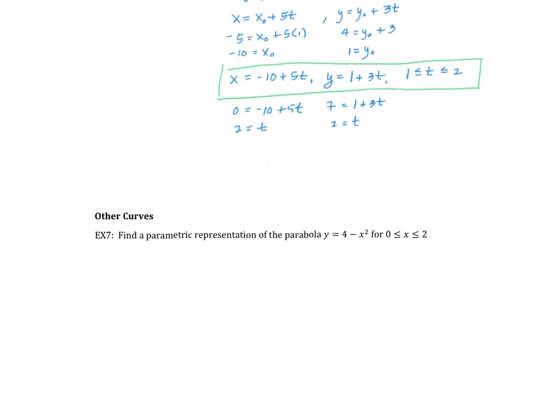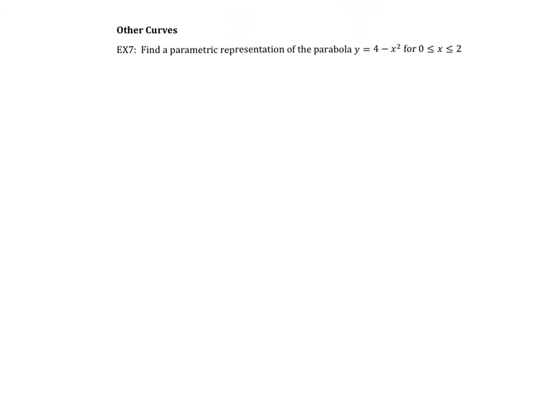We looked at circles, we looked at lines, but there's other curves as well. Now, when you're dealing with other curves and you have to find a parametric representation, it just depends on the type of curve. What you're going to look at is, remember, you have to split up an equation that just has x and y and figure out how you can get a t in there.